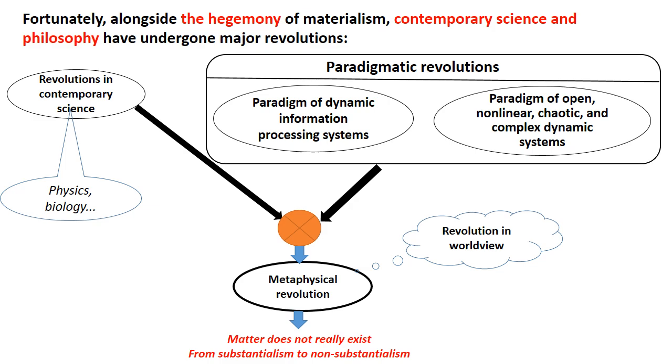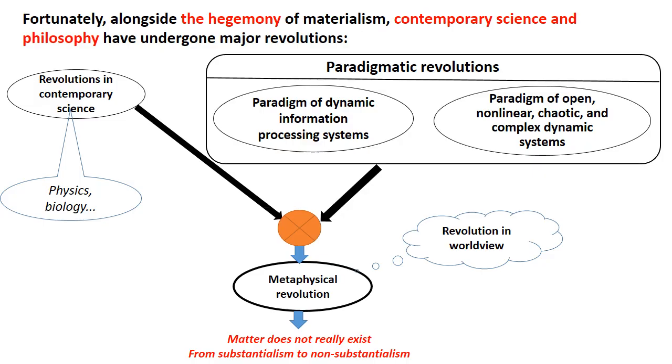Fortunately, alongside the hegemony of materialism and the current world system, we see that contemporary science and philosophy have undergone major revolutions at all levels. There have been revolutions in contemporary science, in physics, biology, psychology, sociology, etc. There have also been revolutions in epistemology in general, major paradigmatic revolutions, namely the revolution and development of the paradigm of dynamic information processing systems and the development of the paradigm of open, nonlinear, chaotic, and complex systems, and of course the use of these two paradigms in contemporary science to study the different levels of existence, namely the physical, biological, psychological, social, and cosmological levels.